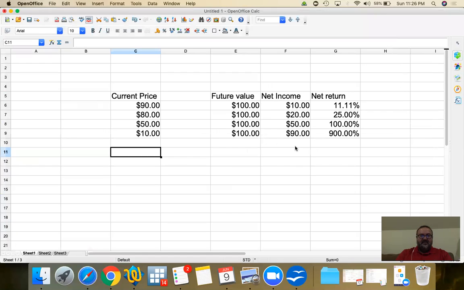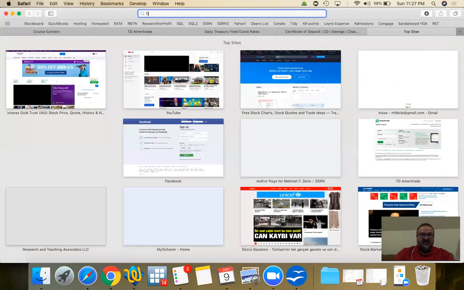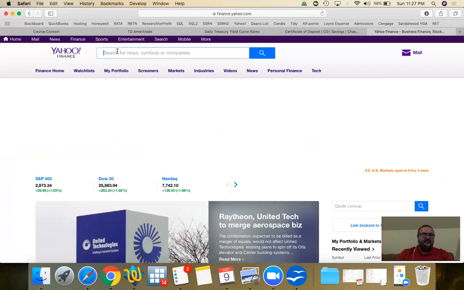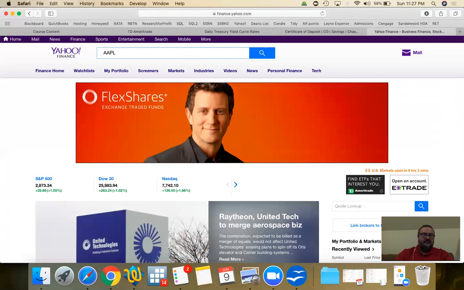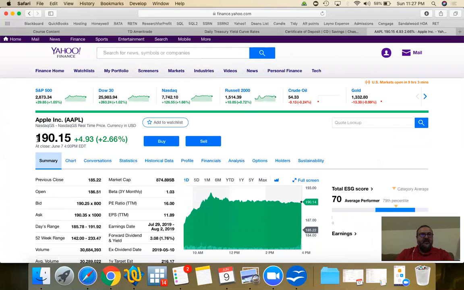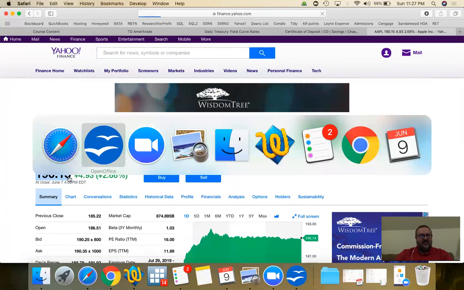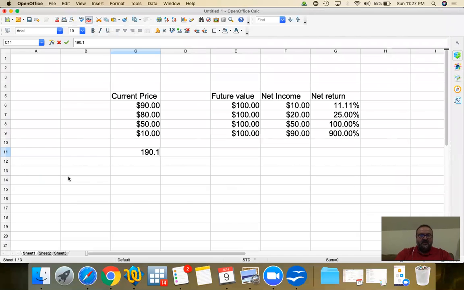Now, this is very important. If we're talking about a stock, let's pull up a stock. Let's say that we are going to talk about which company? Say Apple. Right. So Apple now sells for $190.15. So that's our current price, 190.15. Now, we don't know the future value, so that's what complicates it for stocks.